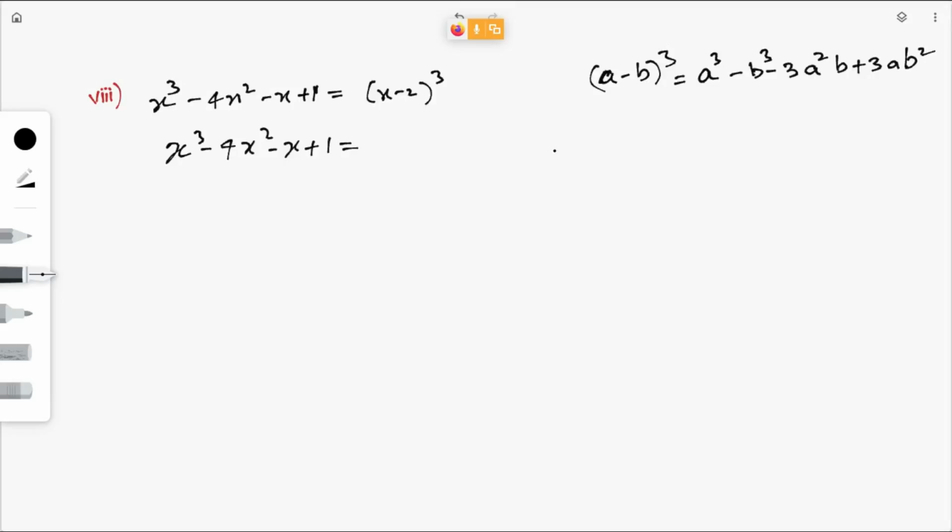You need to remember all these identities: a plus b whole square, a minus b whole square, a plus b whole cube, a minus b whole cube. See here, a cube, there is a plus sign here, so you will get plus a cube, and there is a minus b here. So if you cube this minus b, then you will get minus. What is the cube of minus b? Minus b cube, right?